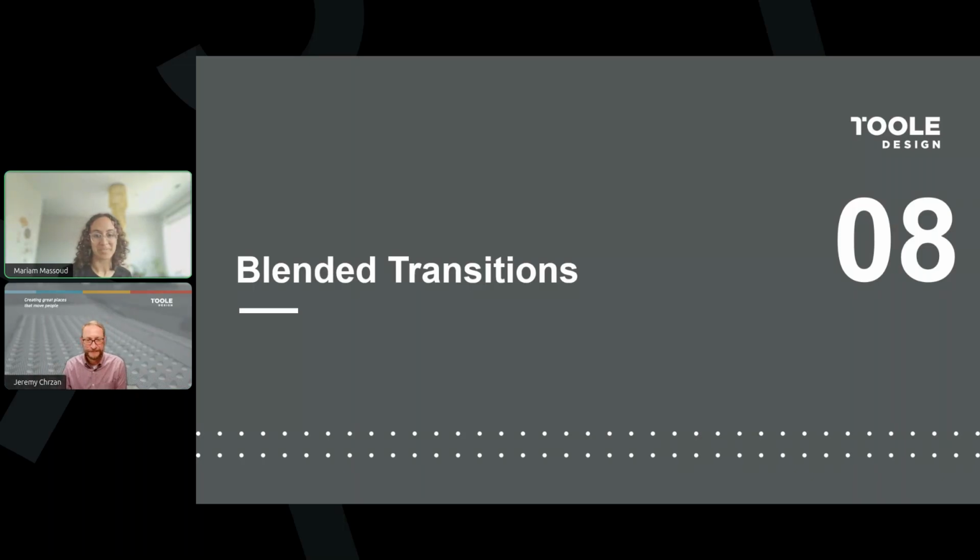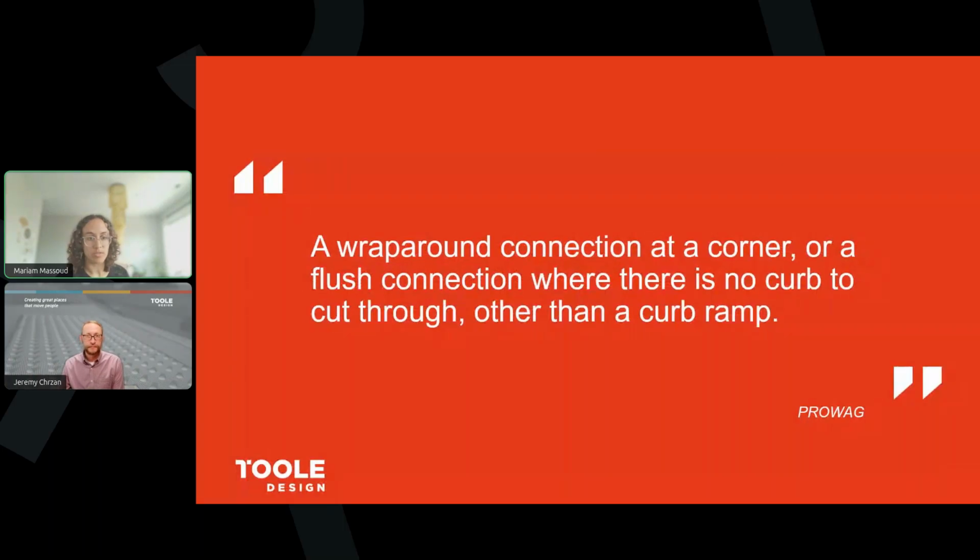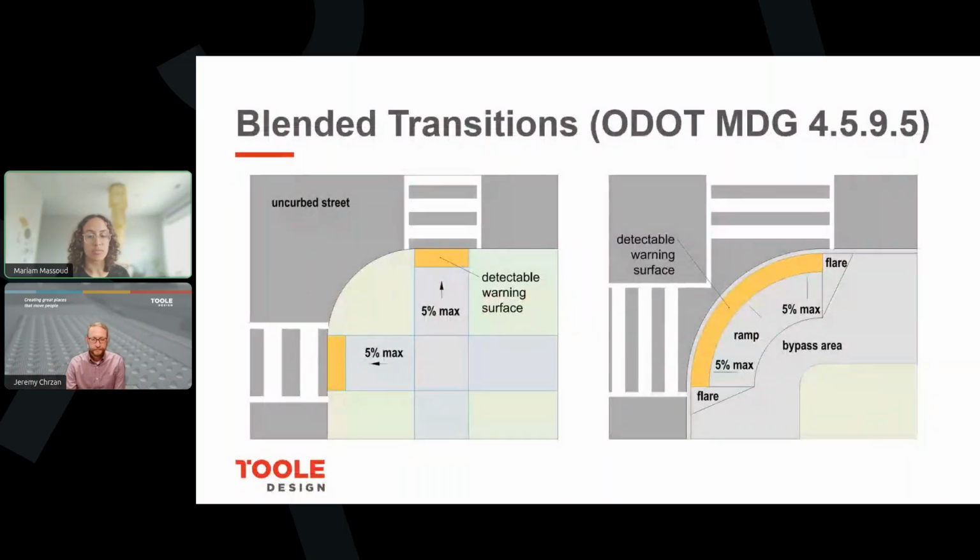Thanks, Jeremy. Okay, we're going to talk about blended transitions now, which are very closely related to curb ramps. PROWAG provides this definition of a blended transition: a wraparound connection at a corner, or a flush connection where there is no curb to cut through other than a curb ramp. This definition can be kind of confusing, so hopefully these pictures help clear it up a bit.